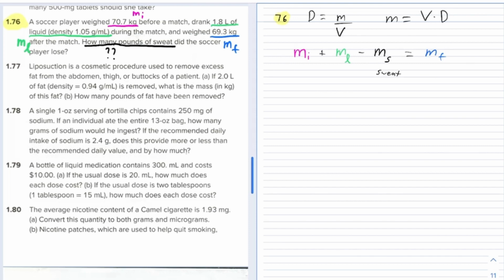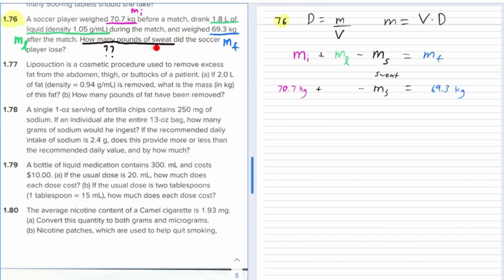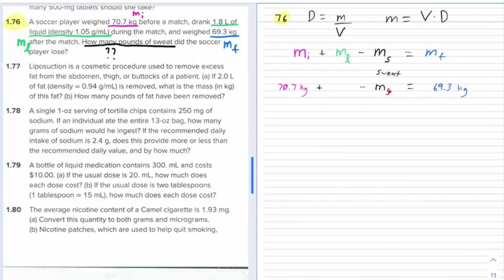Now let's start plugging in everything that we know. We know the initial mass, so I'll just plug that in. That's 70.7 kilograms. We know the final mass, that's 69.3 kilograms. Okay, let's plug in everything that we know. We're looking for the mass of the sweat. So it wants to know how many pounds of sweat. Okay, the weight of the sweat, or the mass of the sweat.